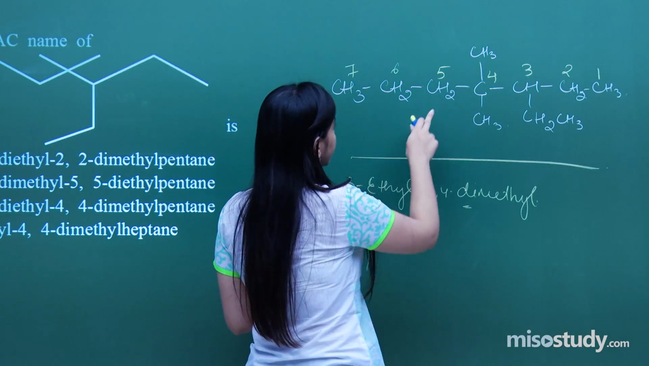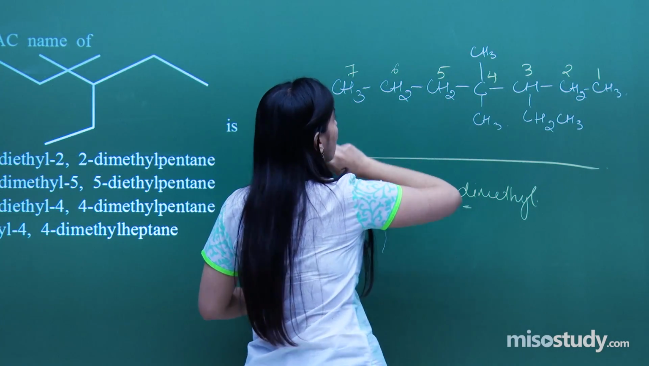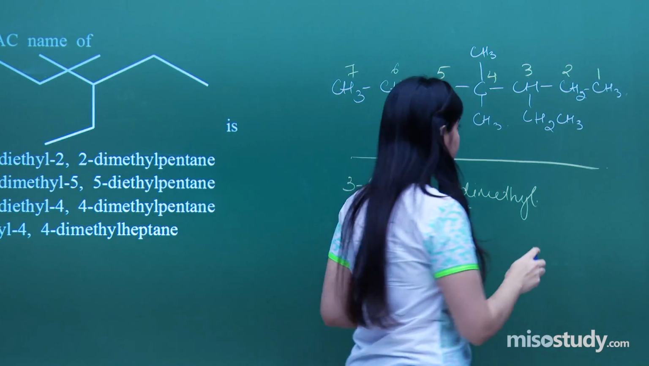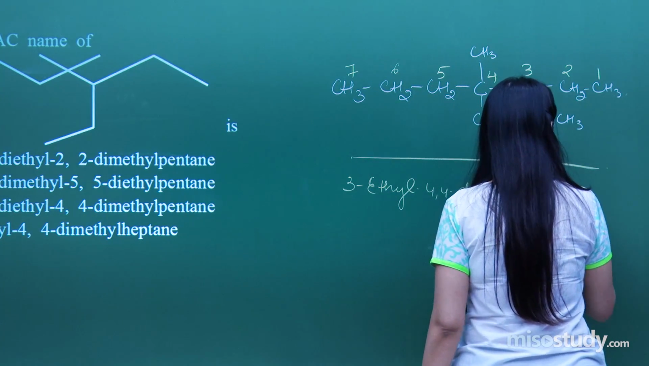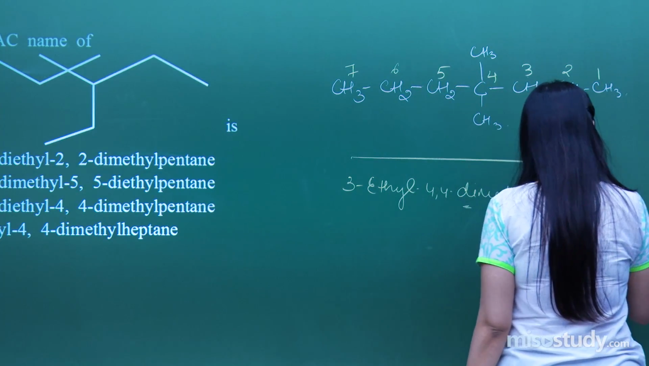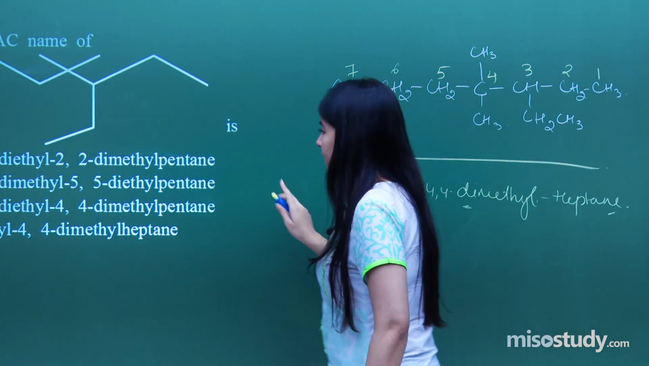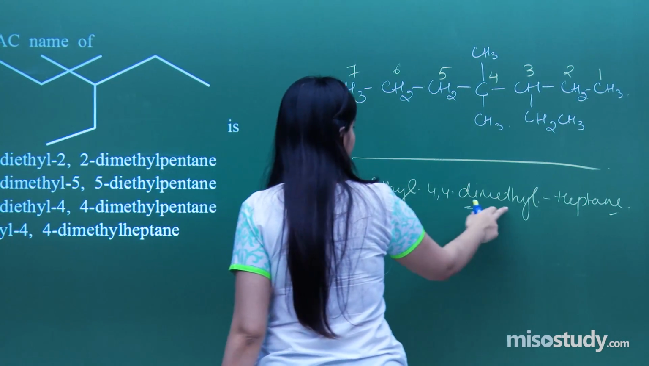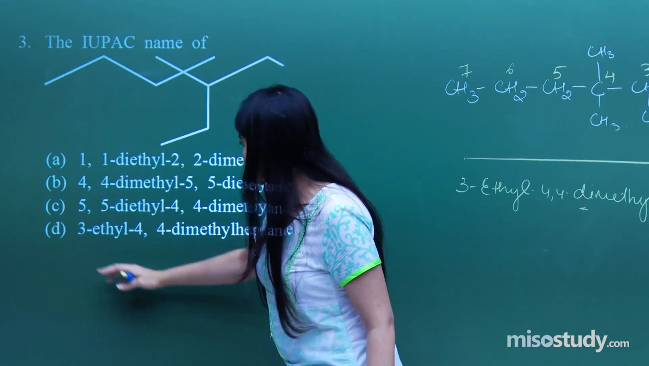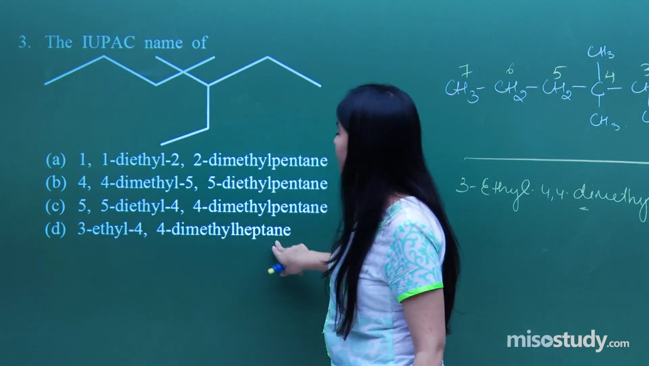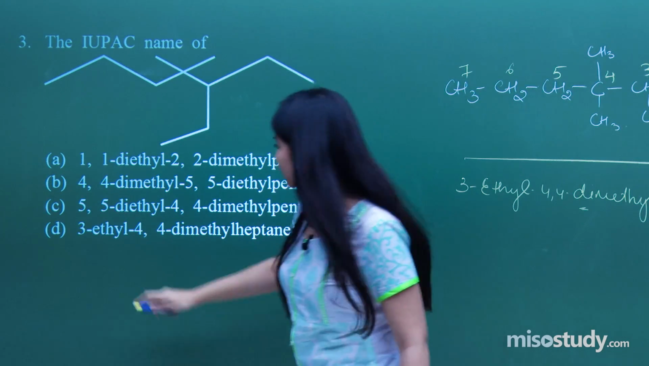And what else do I need? It is a chain of 7, that means heptane. So I have got it. Let us just try to match our answer from any of the options. It's 3 ethyl 4, 4 dimethyl. Can you see anywhere 3 ethyl 4, 4 dimethyl heptane? So that is our answer.